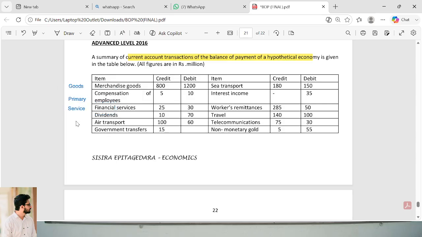Again, dividend. To which account does it belong? Primary income account. Right. Next, air transport. Air transport means one of the services, a service, so it should be recorded in the service account.